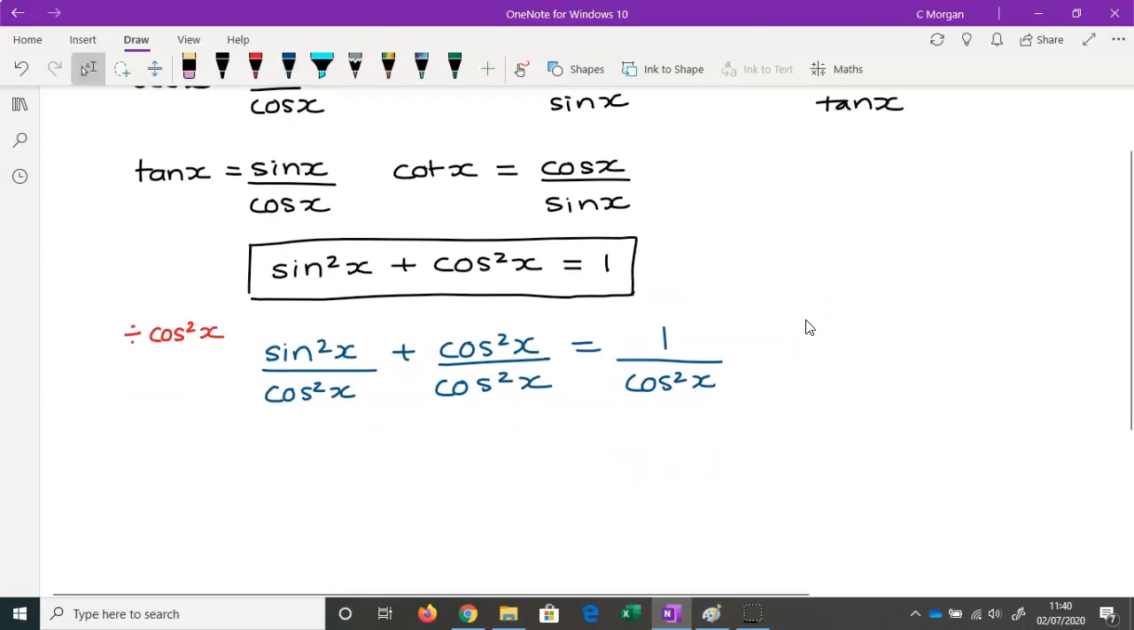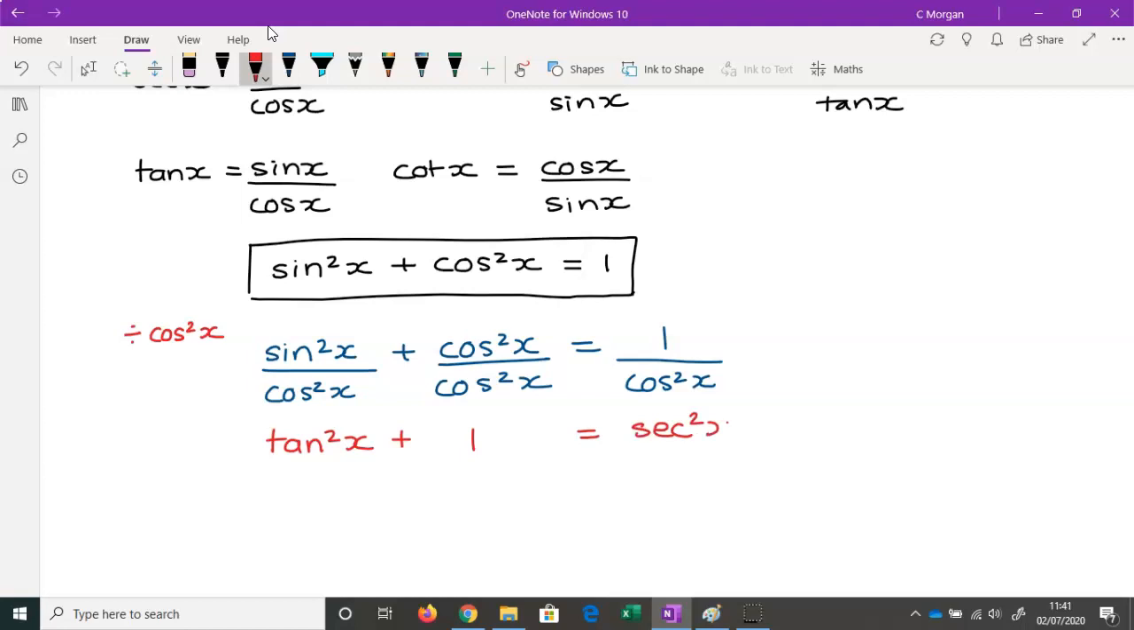Now sine squared x over cos squared x is the same as tan squared x. Actually, this is so important, I'm going to write it in red. So I've got tan squared x. Cos squared x over cos squared x is just 1. And 1 over cos squared x is sec squared x, which gives me a brand new identity. I'm going to highlight that in a blue colour because we're going to be using that identity today.